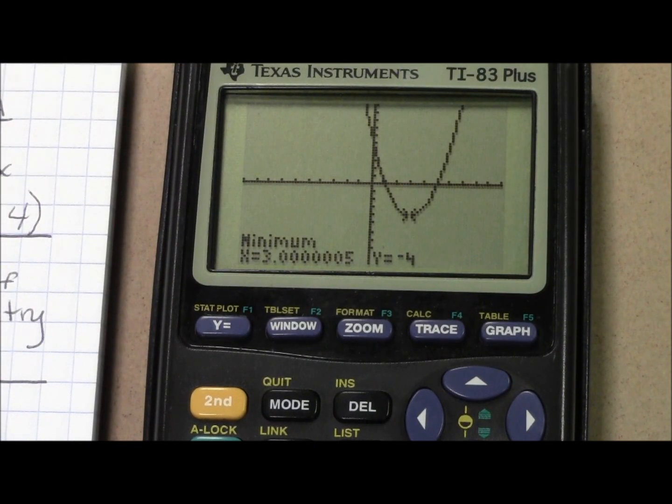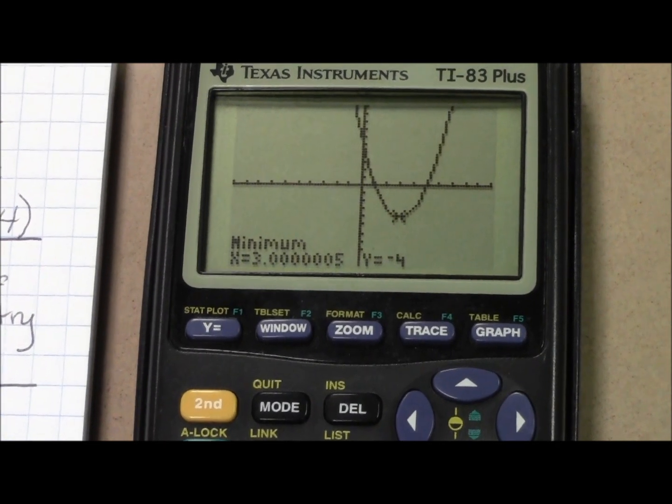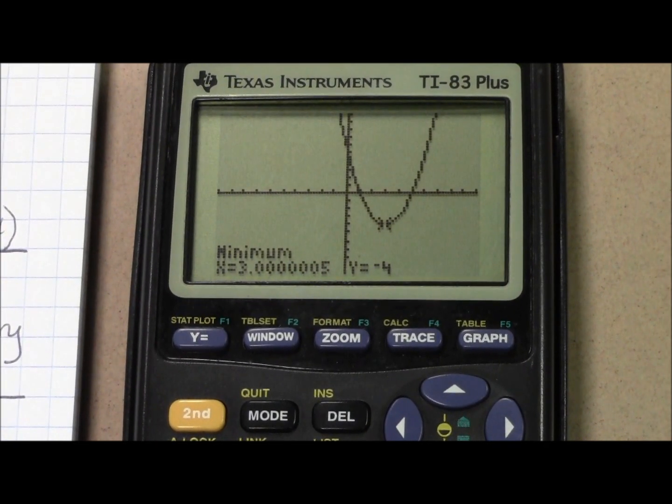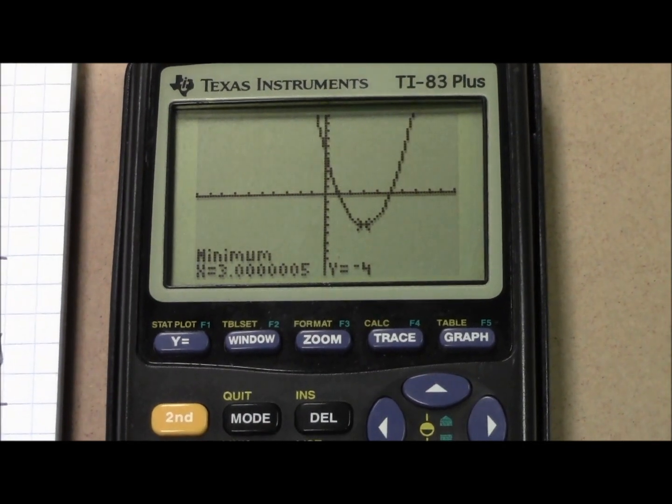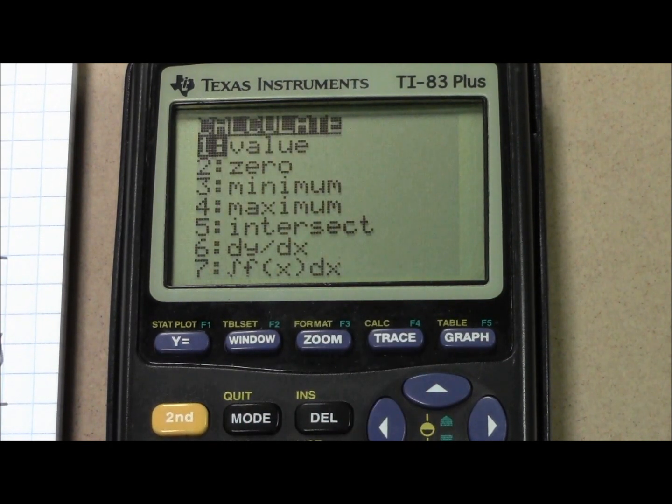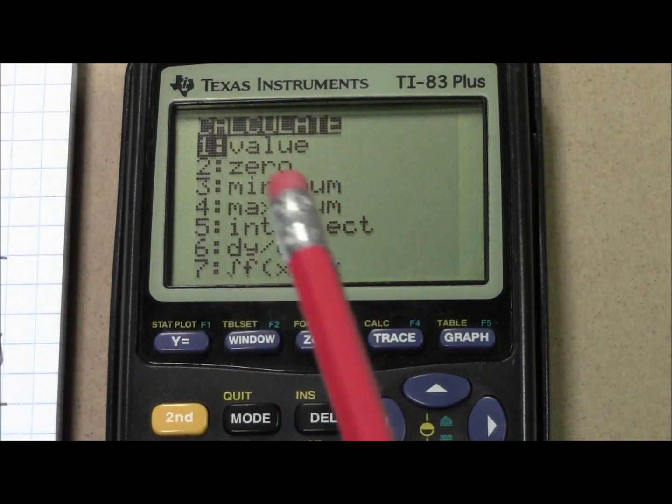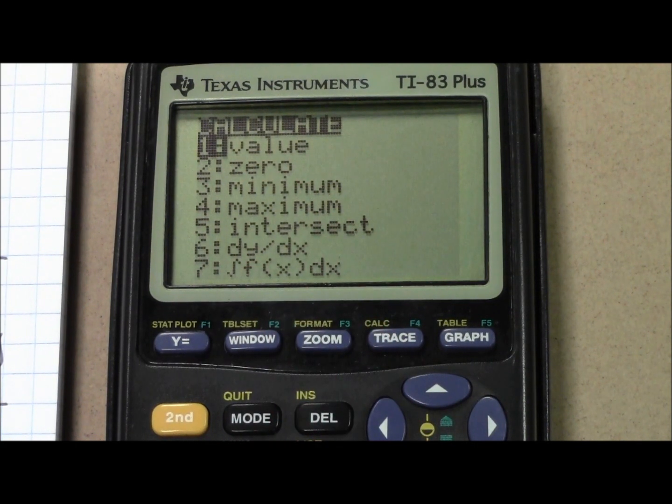Now if we want to check that value just to make sure that 3, -4 is on the graph, sometimes the calculator will do some special rounding, so you get those extra little decimals way down the line. The way that we check that is you can go into Second Calc, and you can calculate a value.